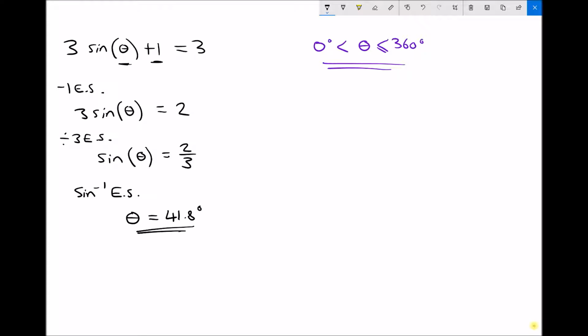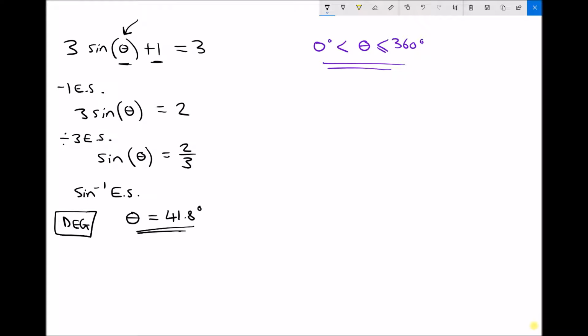Another important thing to note is that your calculator will need to be in degrees in order to return an answer in degrees. So make sure your calculator's in degrees mode. So we know that one value of theta that makes our formula at the top true is theta equals 41.8. But if we think back to the previous video, we know that there's likely to be more than one solution.